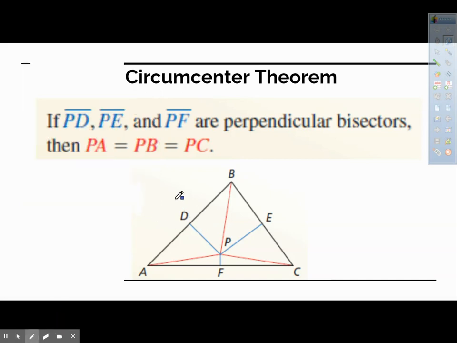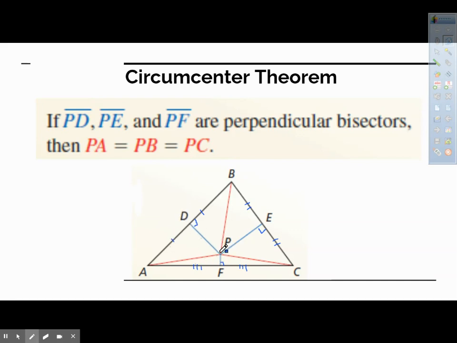if PD is a perpendicular bisector, that means this line is perpendicular to the side AB and these two segments are congruent. If PE is a perpendicular bisector, that means it's perpendicular, and these two segments are congruent. And if PF is a perpendicular bisector, then that's a right angle, and both of those are congruent also. Okay, so those are perpendicular bisectors.